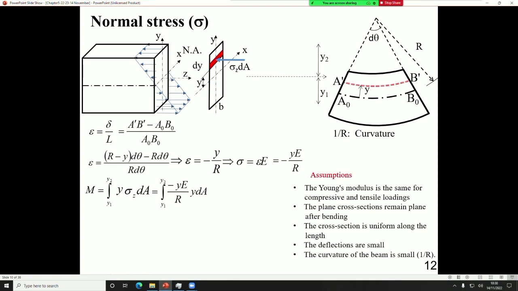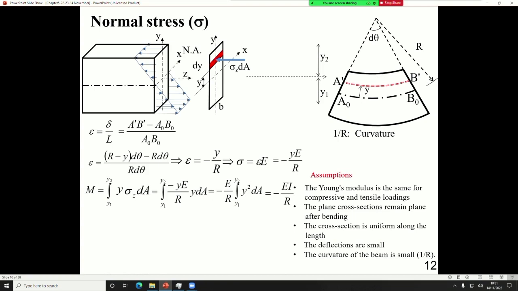E is constant, R is constant. They can be extracted from the integral. And the remaining part will be the integral of y squared dA from the top layer to the bottom layer. From chapter 3, what did we call y squared dA? Does anyone remember? Yes, please? Well done. Second moment of area, very good. So this is the second moment of area of the cross-section with respect to the neutral axis. So I can say this is equal to I, which is with respect to the x-axis, Ix.